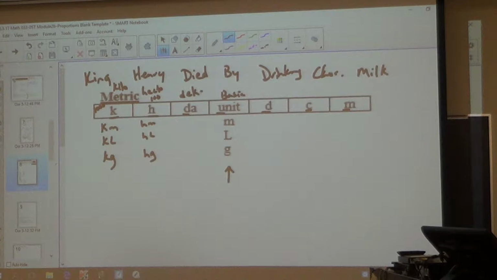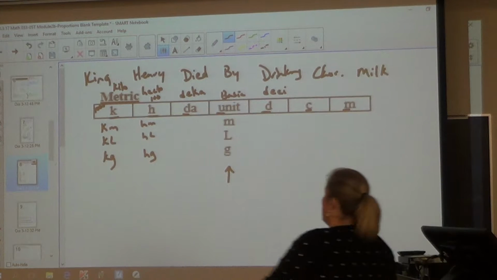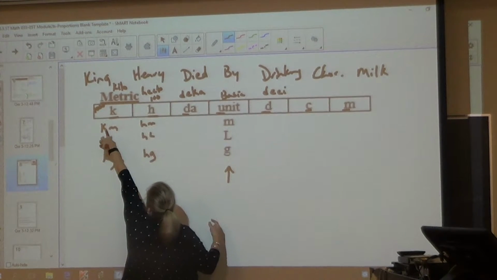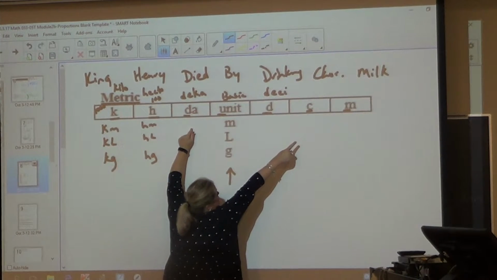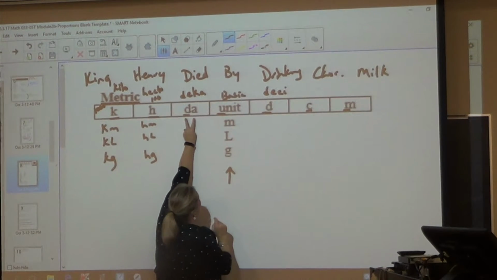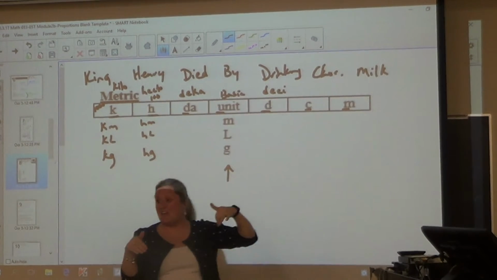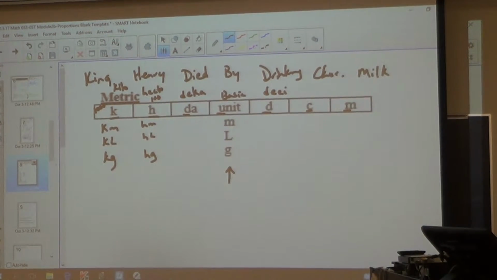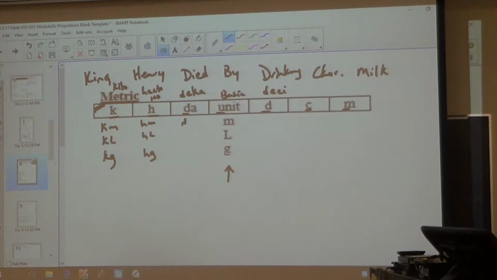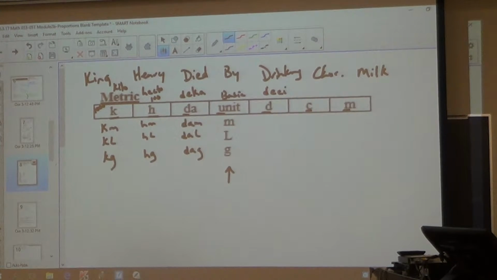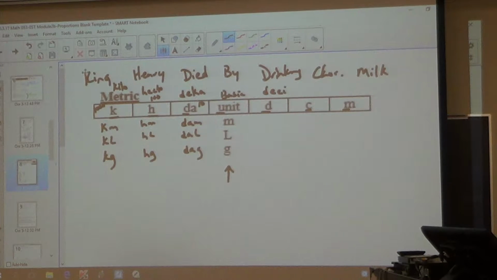This is deca, and this is deci. Notice that we have 2 D's. The deca is near the K. The deci is near the C. That's how I keep them straight. Deca is abbreviated DA. Deci is just abbreviated D. So deca would be DAM, DAL, DAG: decameter, decaliter, decagram. This stands for 10. So 10 meters, 10 liters, 10 grams. 10 meter sticks, 10 liters of Pepsi, 10 paper clips.